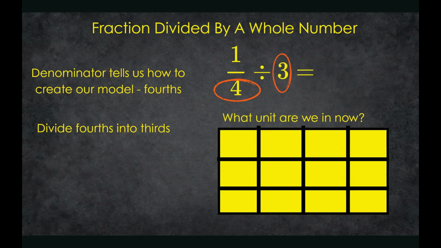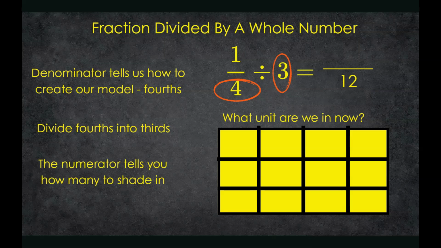And so think about what unit we're in now. We are now in twelfths. So our answer is going to be in twelfths. And then we just come back to the numerator and it tells us how many to shade in. Well, it's 1/4. We're going to shade in 1 piece. And that is going to be our numerator for our final answer. So 1/4 divided by 3 equals 1/12.